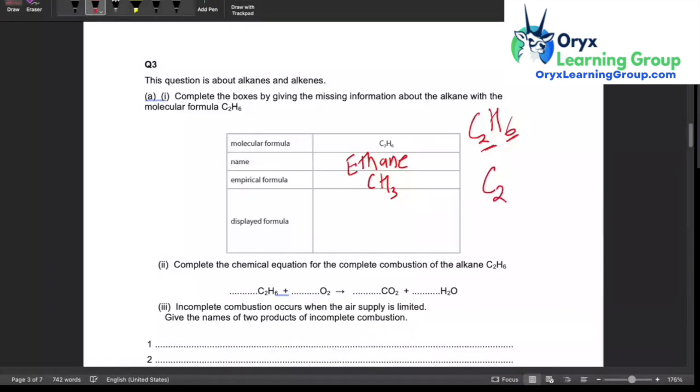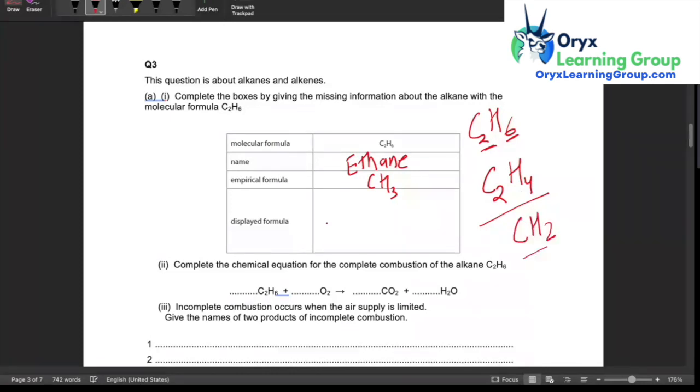Suppose the compound is C2H4. What is the empirical formula of this compound? CH2. Correct, CH2, right? Good.